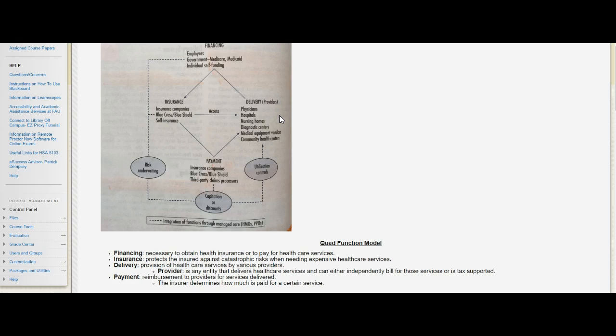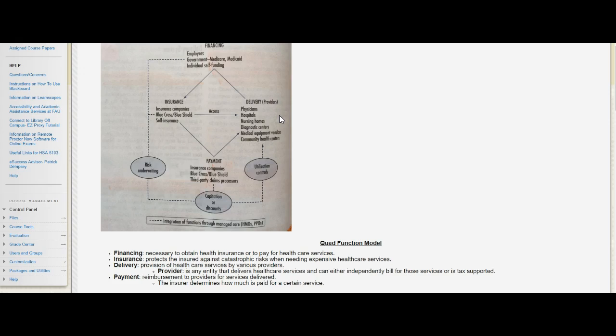With financing, we're focusing more on employers, government, like Medicare, Medicaid program, or individual self-funding. And then insurance companies, it could be self-insurance, it could be Blue Cross, Blue Shield, something to keep in mind, okay? And last is payment.